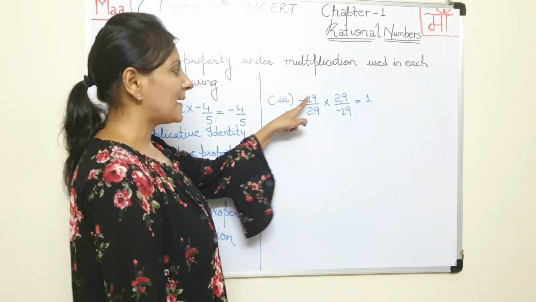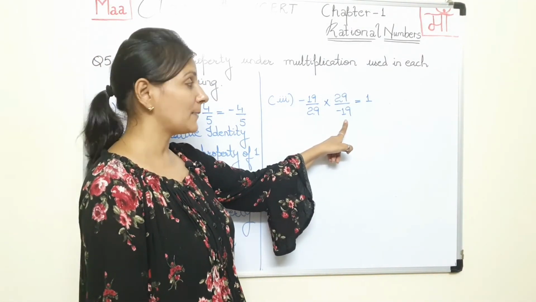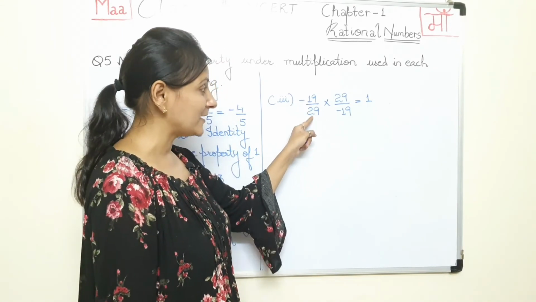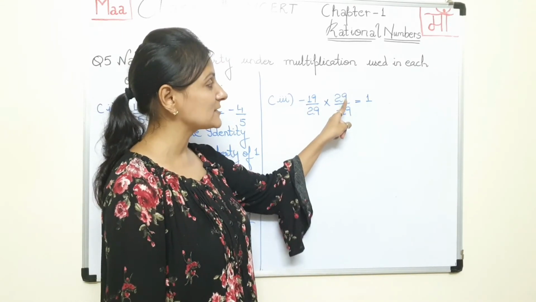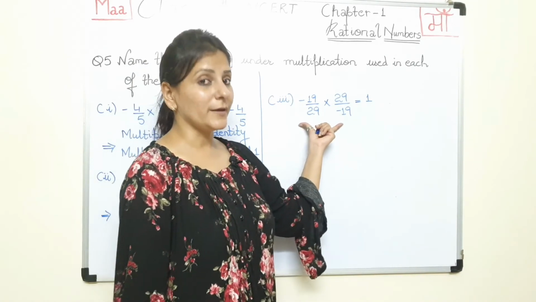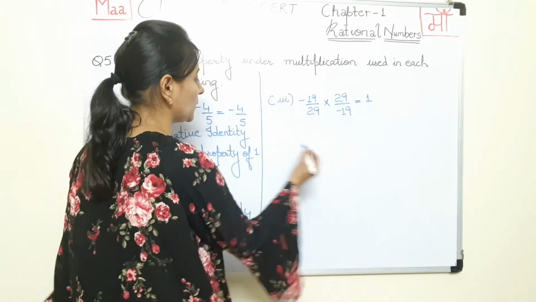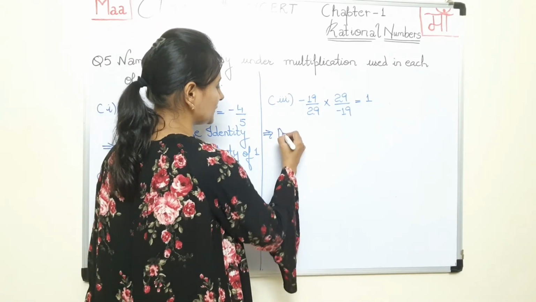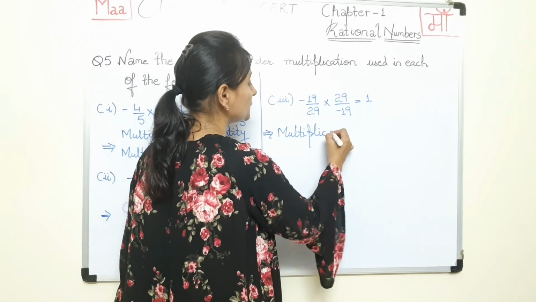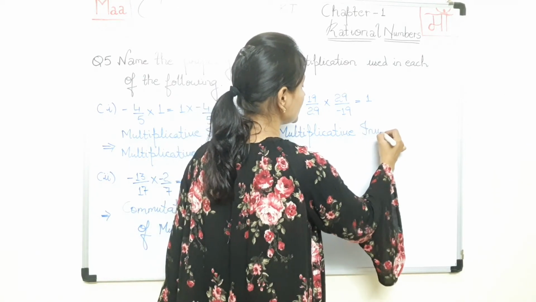Next property, -19 upon 29 इंटू 29 अपॉन -19. आप यहाँ पर देखिए क्या हो रहा है, ये रेसिप्रोकल हो रहा है जस्ट -19 अपॉन 29, और यहाँ पर इसका रेसिप्रोकल हो गया 29 अपॉन -19. सो रेसिप्रोकल वाला क्वेश्चन अभी हमने किया था इस क्वेश्चन के पहले, तो वहाँ पर रेसिप्रोकल वर्ड को क्या वर्ड यूज़ में लिया था? यस, मल्टीप्लिकेटिव इनवर्स.